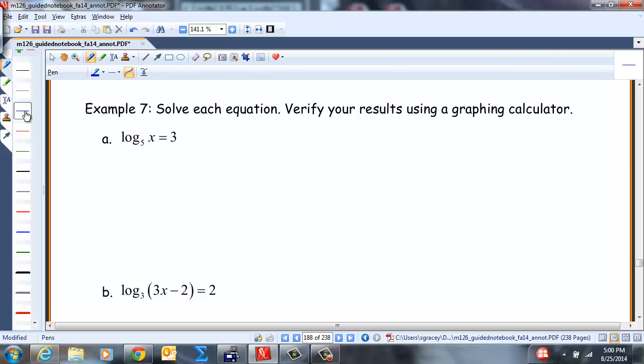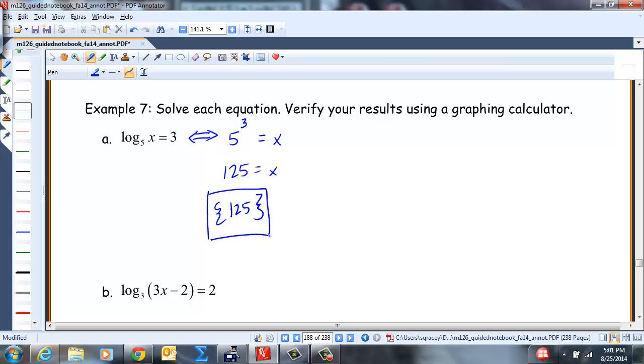So for example, part A, this is true if and only if, so the base is 5, a logarithm is an exponent, so 3 goes in the power, equals x. Well, 5 cubed is 125, so that's your solution.